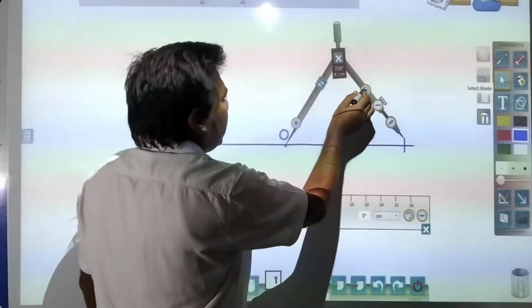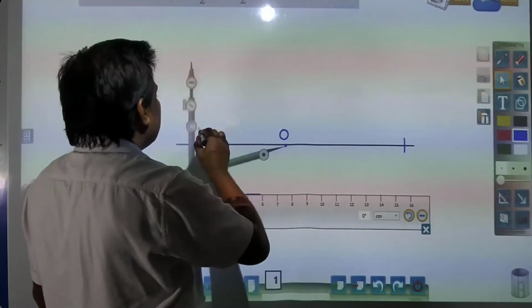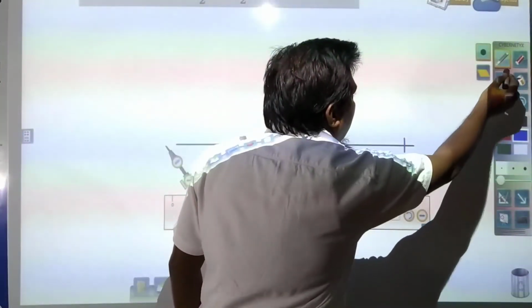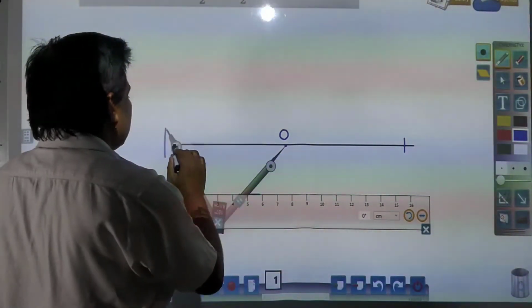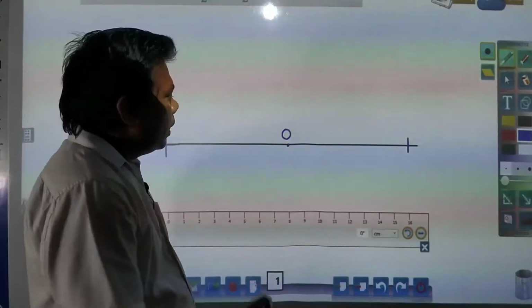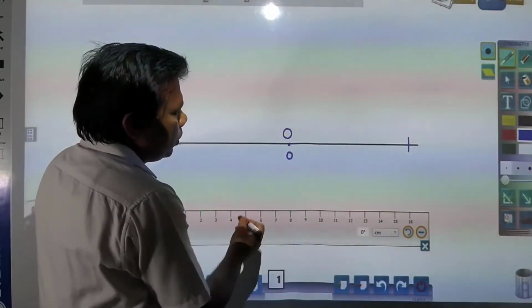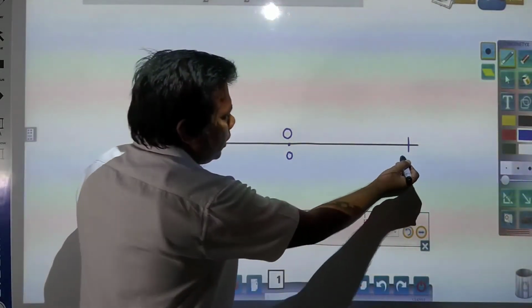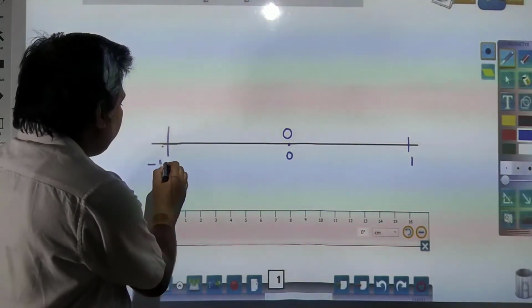So if you are taking this side also, the same length is required to be taken like this, and here you see this is O and that starts with 0, and this 1 unit you have taken, that is 1, and this side this will be minus 1.